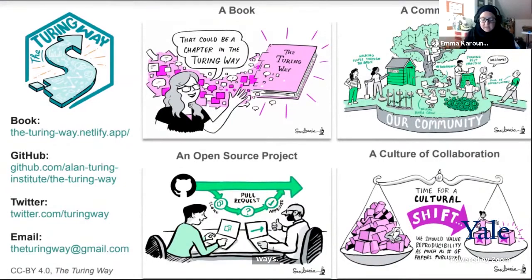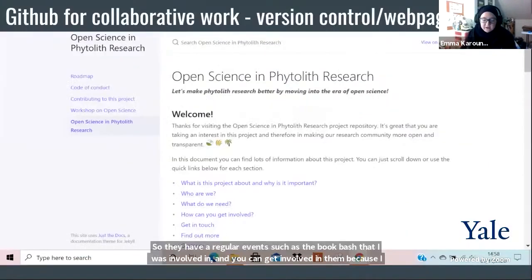They have regular events such as the book dash that I was involved in, and you can get involved in them because they're really happy to collaborate in any way with you, and you can contribute in lots of different ways. It could be fixing bugs, reviewing other people's work that they've written, or writing new content. They really value anybody's contribution to the book. So I would encourage you to have a go, because it's a really good way of learning about how to work collaboratively.